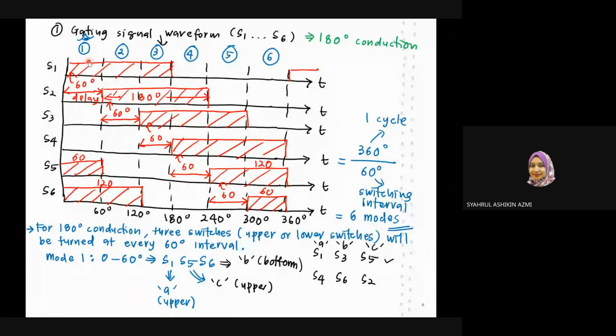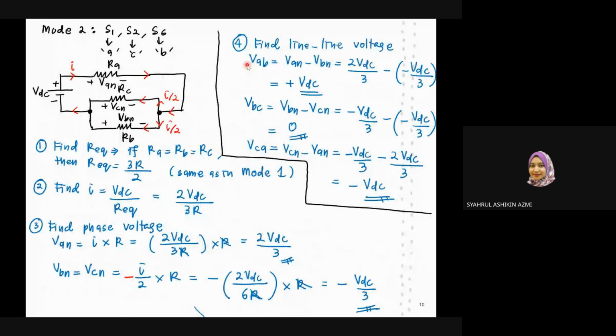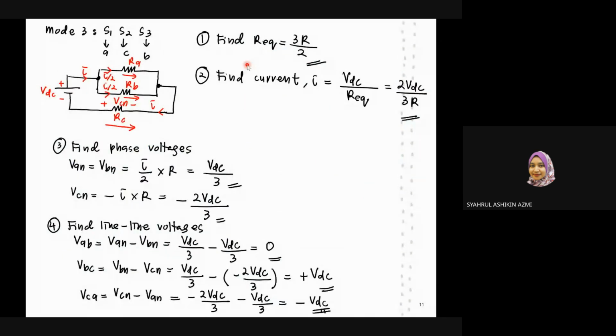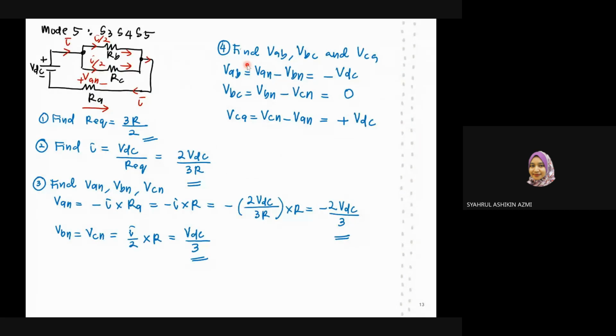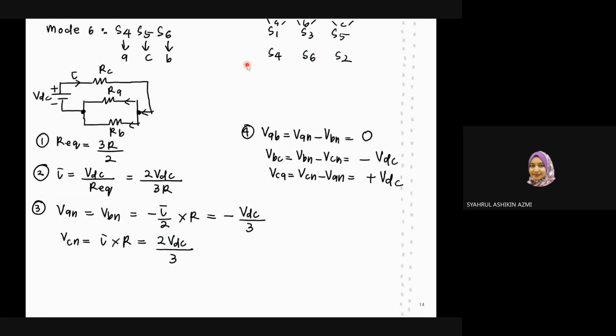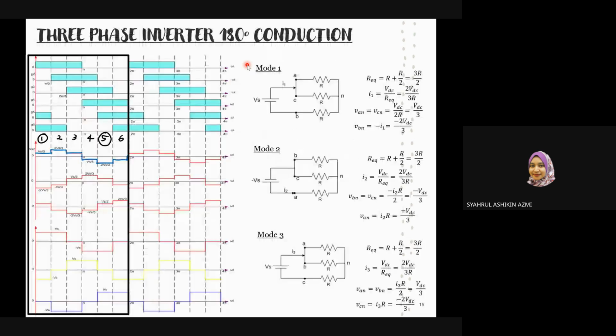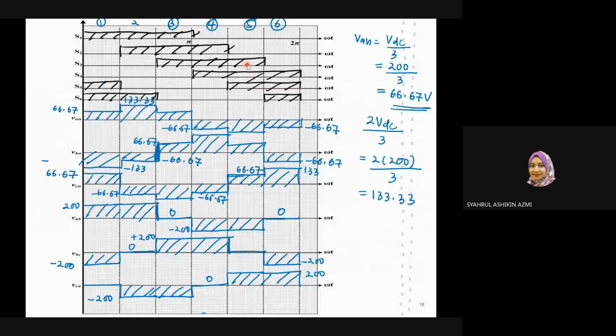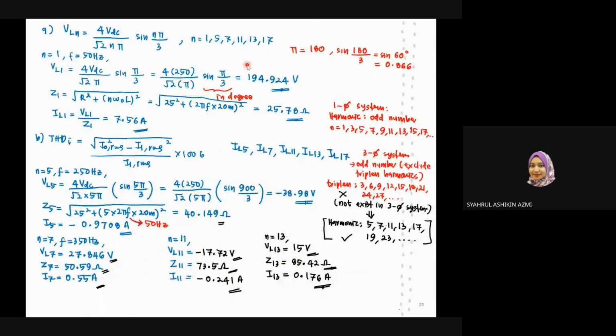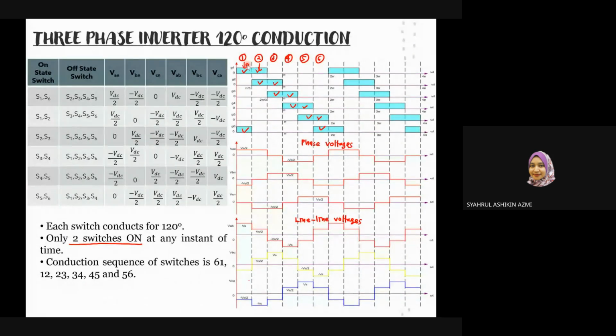Each of these 60 degree intervals will be represented by a mode, from mode 1 until mode 6. Next, this is all the analysis from mode 1 until mode 6, so later on you can refer to this. So we already cover mode 1 until mode 6 for 180 conduction. Now we proceed with 120 conduction, which is simpler as compared to 180.